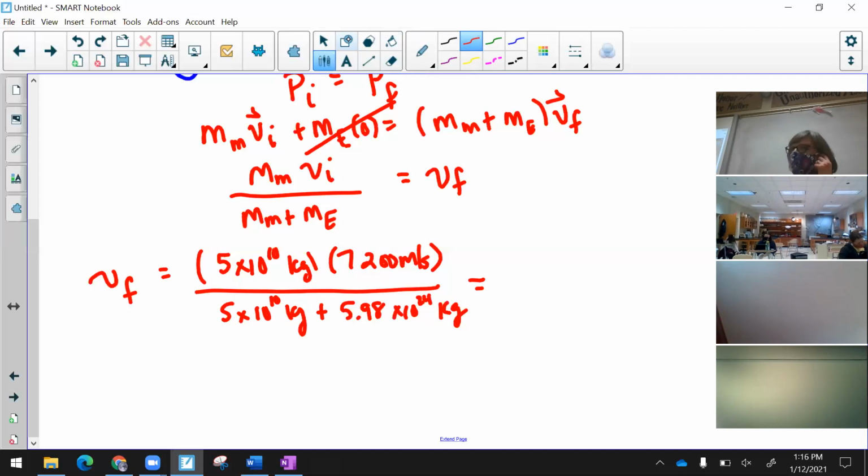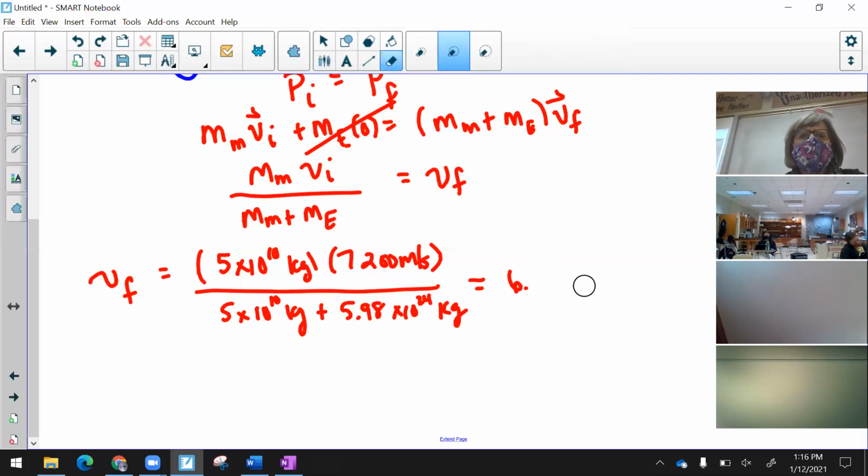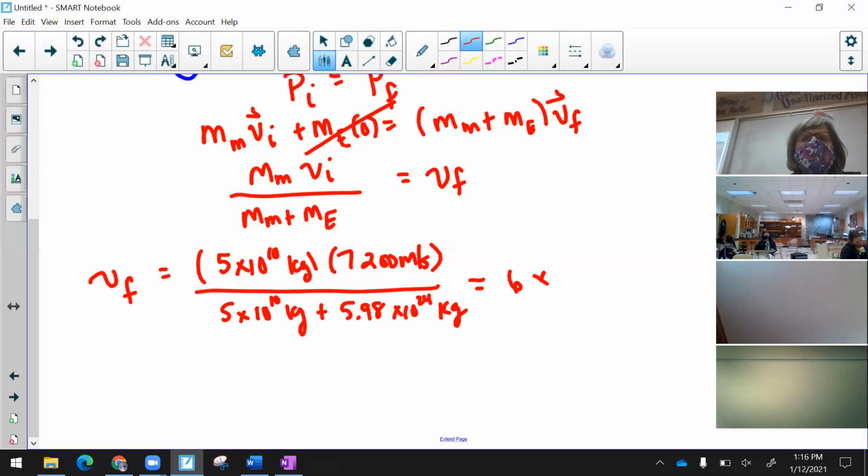Who's got an answer? What do you got, Dagny? 6.02 times 10 to the negative 15. But would it just be 6 times 10 to the negative 15? Yeah, pretty much. And what do you say? It's times 10 to the negative 13th? Yeah. That's not the exponent, I guess. It is 10 to the negative 11. Yeah, I get negative 11 meters per second.